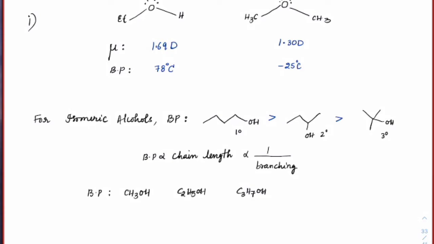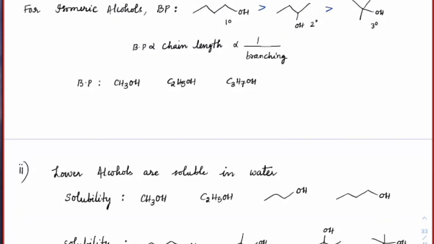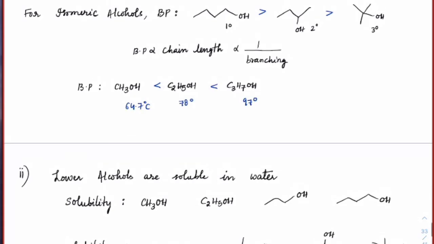You have come across that, so just keep writing this. You can see, if you are comparing different molar mass, or increasing molar mass, then the boiling point will usually always increase. So this is around 64.7 degrees. We have just seen this is around 78 degrees, this is around 97 degrees. These are the boiling points of methanol, ethanol and propanol.